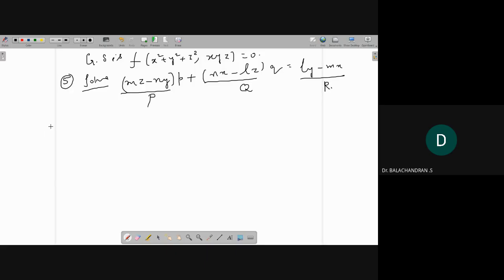So now for this problem you need to find the multipliers. Okay, so if you find the multipliers, you can get the final answer easily.